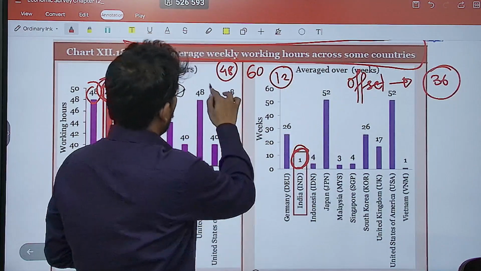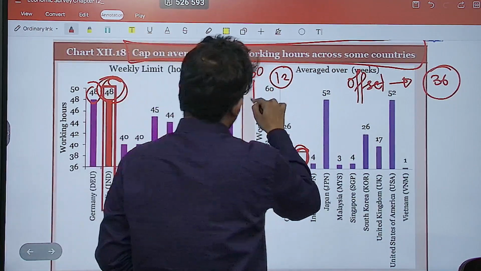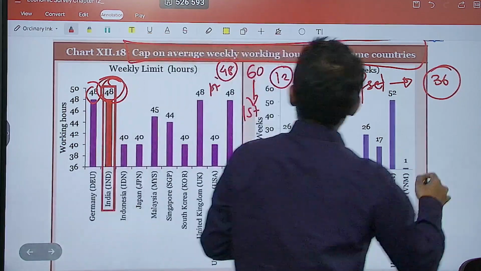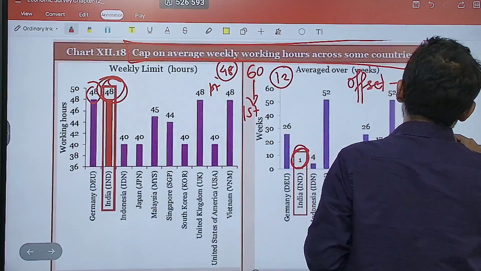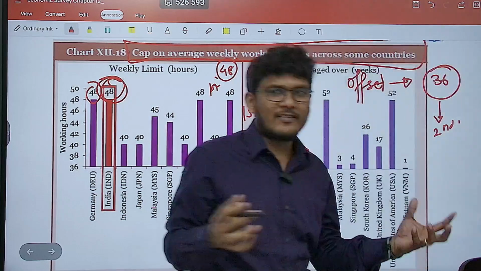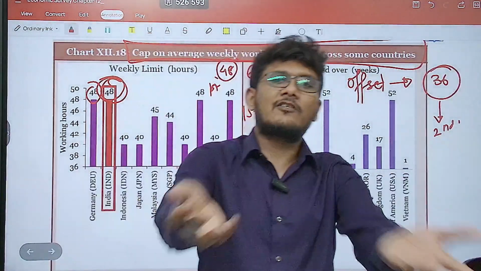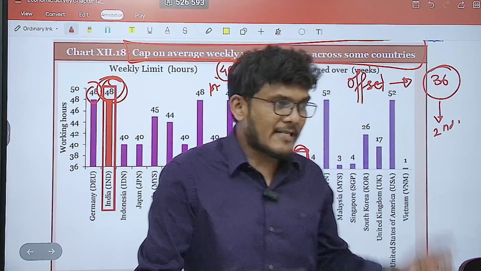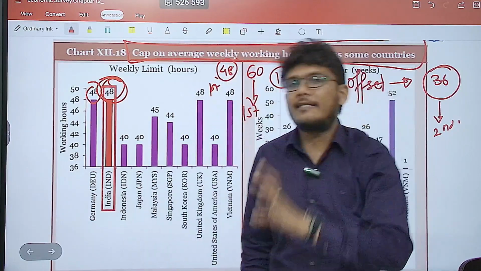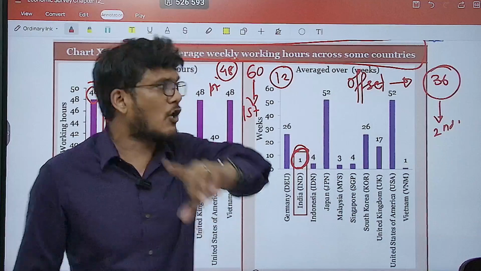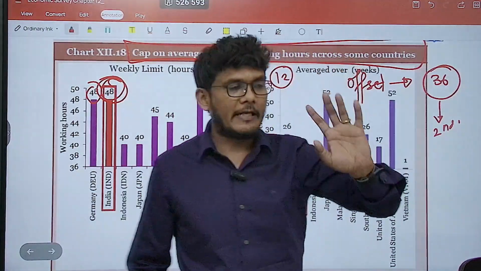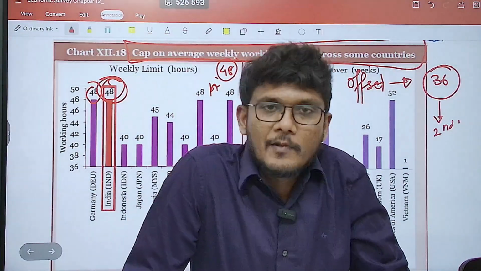That means in the first week they have worked for 60 hours. In the second week they have worked for 36 hours. So the total is 96. So over a period of 2 weeks it averages down to 48. So that is a very efficient and smart utilization of the labor. But in India, the law does not allow that evening up of the number of hours.